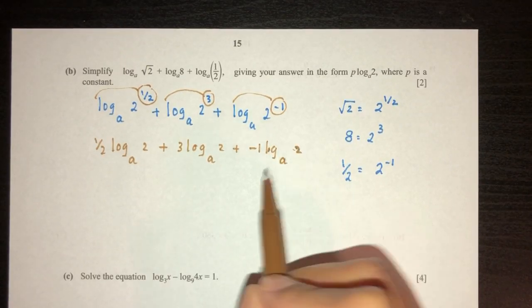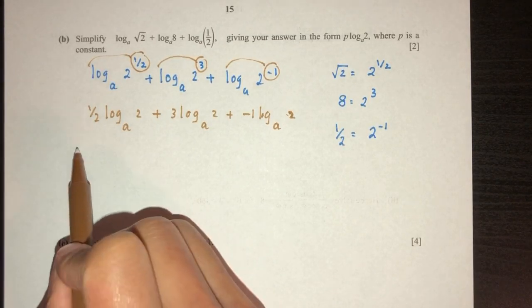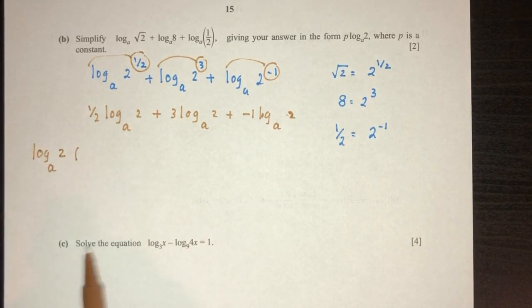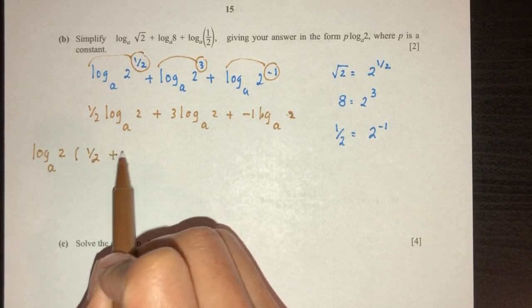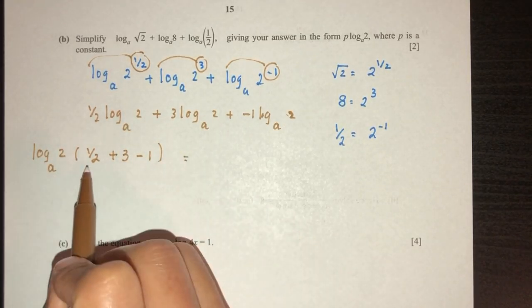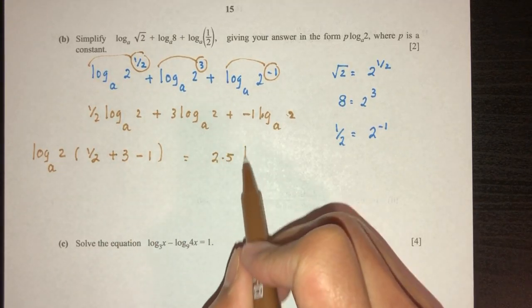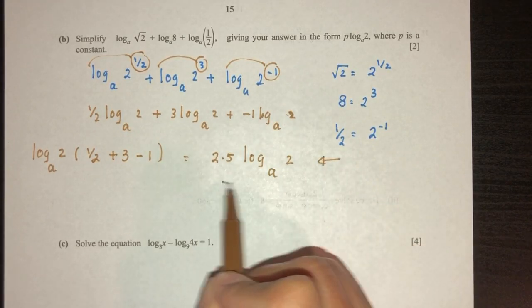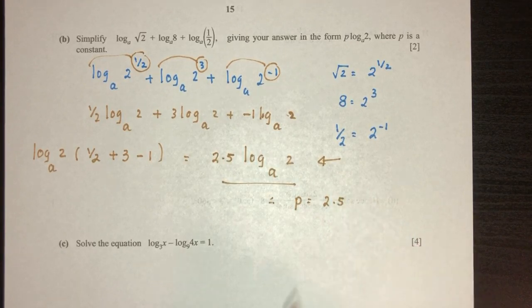Now if you observe, we have the same logarithm for everyone. If you want to, we can always factorize them outside. We have log a 2, here we have half, here we have plus 3 and minus 1. Okay, so what is that? Half plus 3 minus 1: 3.5 minus 1 is 2.5, right? So your answer will be 2.5 log base a of 2. And that is your answer, where p is equal to 2.5.